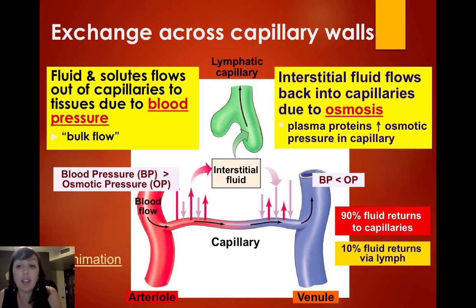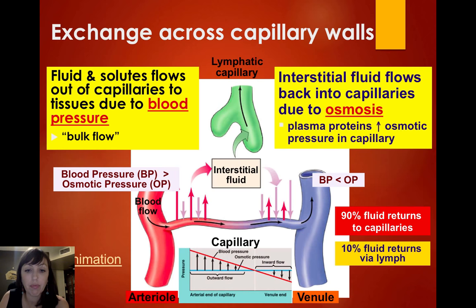Okay, so again, 90% of the fluid that diffused out at the arterial end will return, and the 10% that's left returns via the lymph. And again, this is all about the relationship of blood pressure to osmotic pressure.